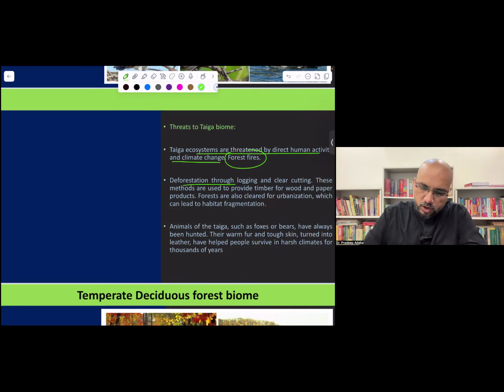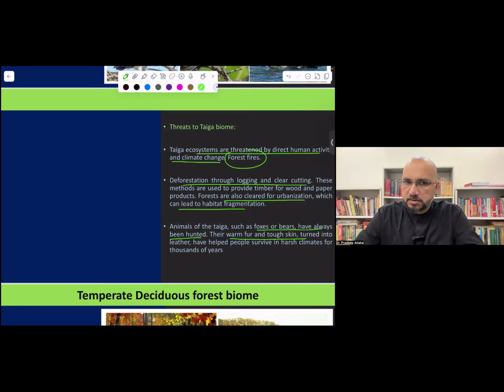Deforestation through logging and clear cutting, that is another threat, because people require timber for construction and for other purposes, so they are cutting down the trees. Forests are also cleared for urbanization, which can lead to habitat fragmentation. Animals which have fur are hunted. Fox or bear have always been hunted for their warm fur for making winter clothes, right? So these are some of the threats.